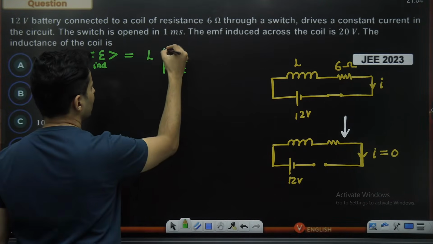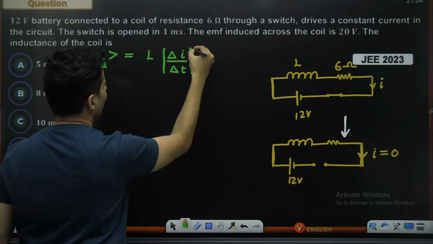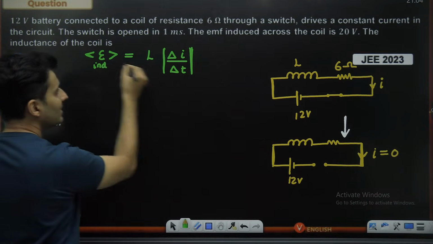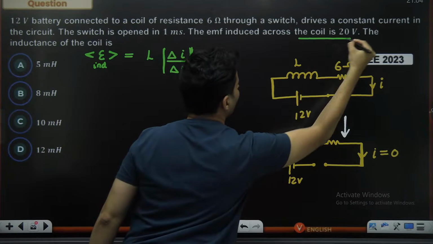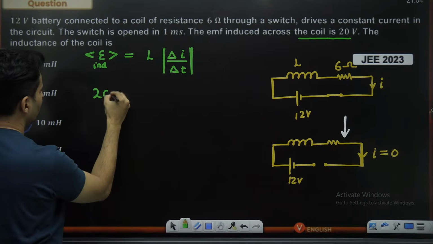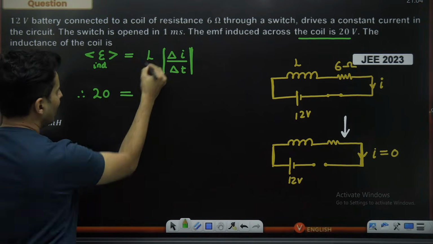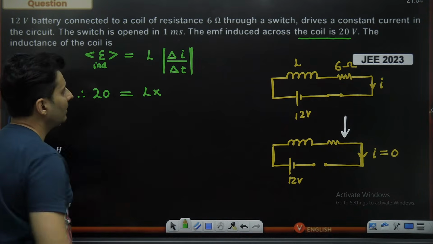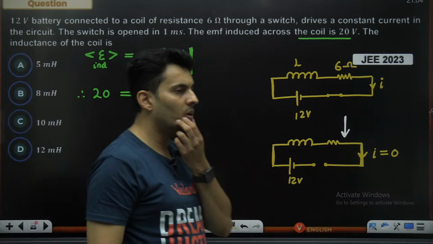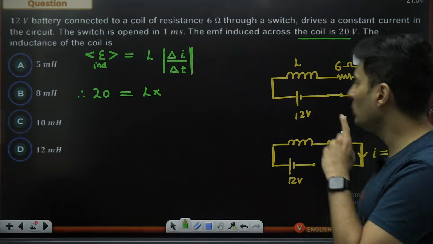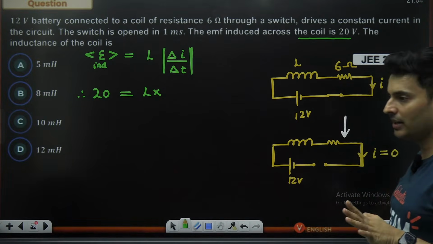And I'm not interested in the signs over here. I'm just going to worry about the magnitudes. This EMF induced in the coil is given to be 20 volts. So I'm just going to put 20 over here. L value is exactly what we need. How much is the change in current? Now, I don't know the original value of current, but I think we can find it out.